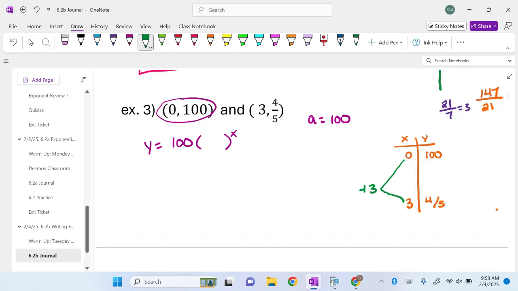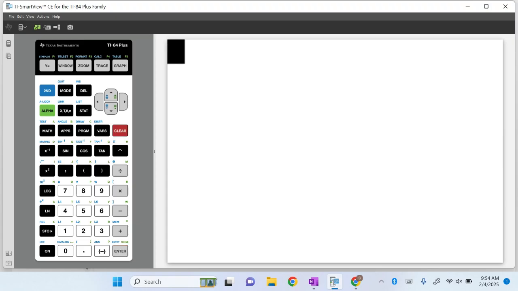Now, how can I figure out what I need to multiply to 100 to get to 4/5? What do you think I'm going to do? Divide. So I'm going to divide 4/5. I'm going to do 4/5 divided by 100. So you always do the y value connected to your larger x value divided by the y value connected to your smaller x value. All right, and you can just put that right into your calculator.